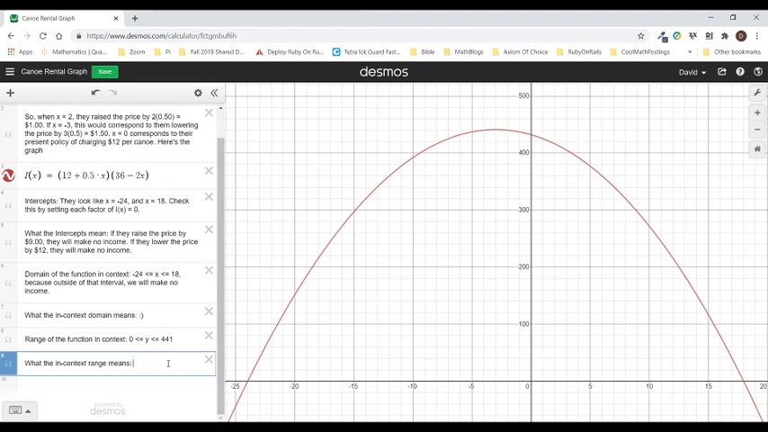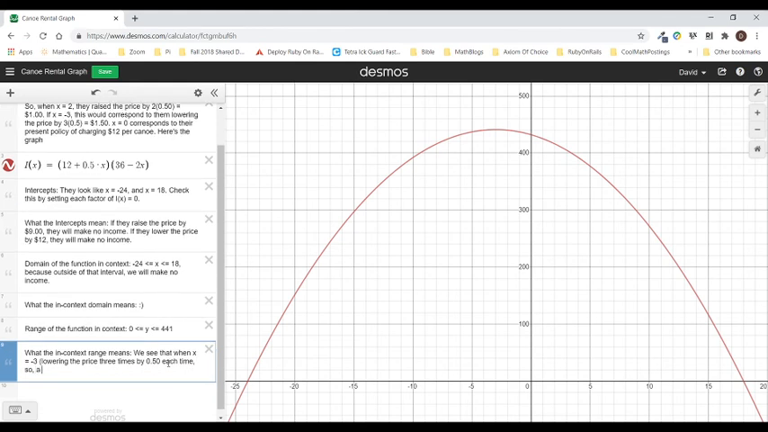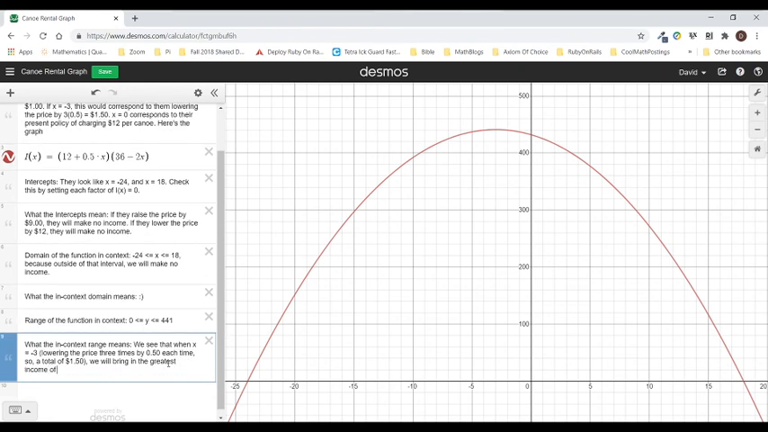What the in-context range means, well, we've already discussed y equals 0. We can't make less than that. We see that when x equals -3, this corresponds to lowering the price 3 times by 50 cents each time. So a total of $1.50, we will make the most money. We'll bring in the most income. Let's just say that much. We'll bring in the greatest income of what looks like $441. And that's the whole thing.